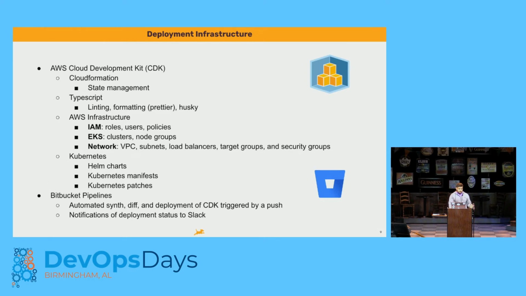So all of the AWS infrastructure is built out via CDK. This includes IAM things such as the roles, our service users, as well as the policies, and then our EKS portions as well. So the cluster, the node group, and then within the node group, what type of instances, what kind of scaling, and all of that good stuff. And then we also do the networking. So we have our VPC, the subnets, load balancers, target groups, security groups. All of these are being provisioned via CDK.